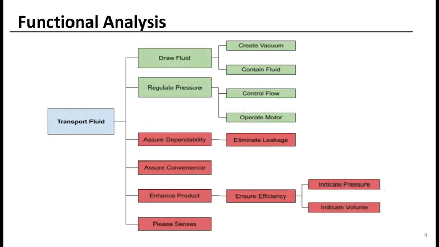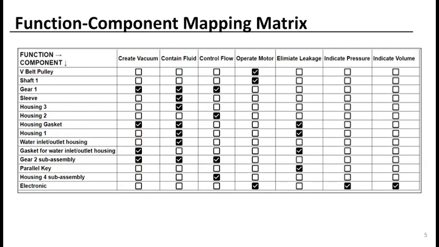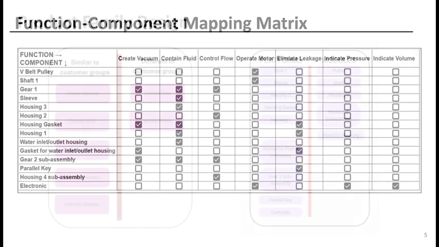Here, you can see the FAST diagram that we have used for our product. It can be seen that we have two major functions which include drawing fluid and regulating pressure. From the function component mapping matrix diagram on screen, it is seen that all the housings play a major role in containing fluid and preventing leakages from the pump. Further, we can see that the inlet outlet housing as well as housing 1 have the same function. This provides us with an opportunity for part consolidation.